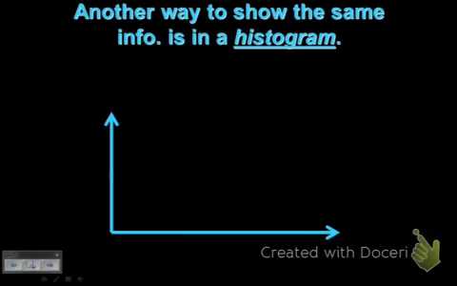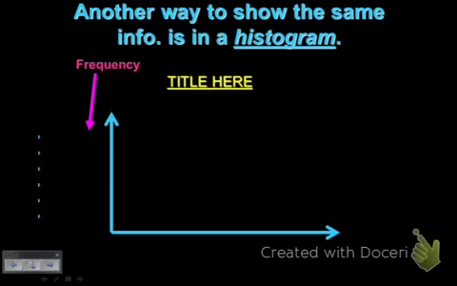Another way to show this same thing, and this is our last thing for today, is the histogram. And a histogram is basically a bar graph. So you're going to have X and Y kind of. You put a title on there. It comes right from the frequency distribution chart. On the left side goes your frequencies. So 0 through 6, however many frequencies you had.